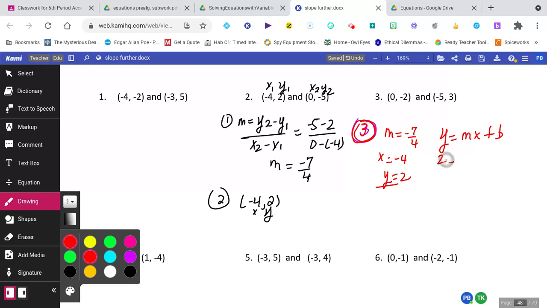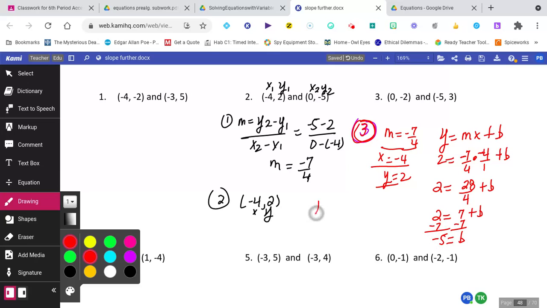Y is 2, m is negative 7/4, times x, which is negative 4, I'm going to put it over 1, plus b. So we have a negative times a negative, which is a positive, and 4 times 1 is 4. 28 divided by 4 is 7. So when I solve for b and subtract 7 from both sides, I do get a b of negative 5. So you're going to take this, attach it to x, and then this, and write it next to it.